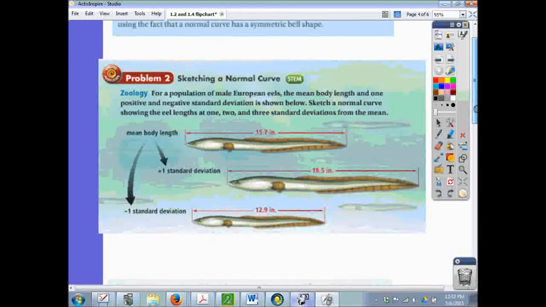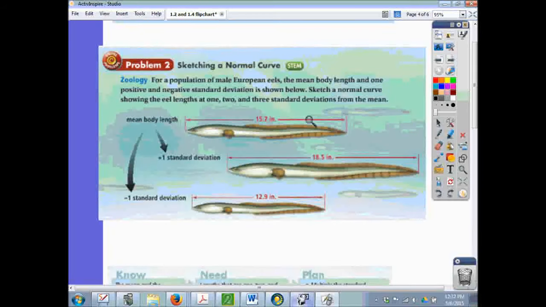At least put this in your notes that the average is 15.7. You don't have to draw a picture of an eel unless you want to. But I want you to write in your notes that the average is 15.7. Plus 1 standard deviation is 18.5. And minus 1 standard deviation is 12.9. So you need to have that in your notes. What did I say? 12.9 is minus 1 standard deviation.